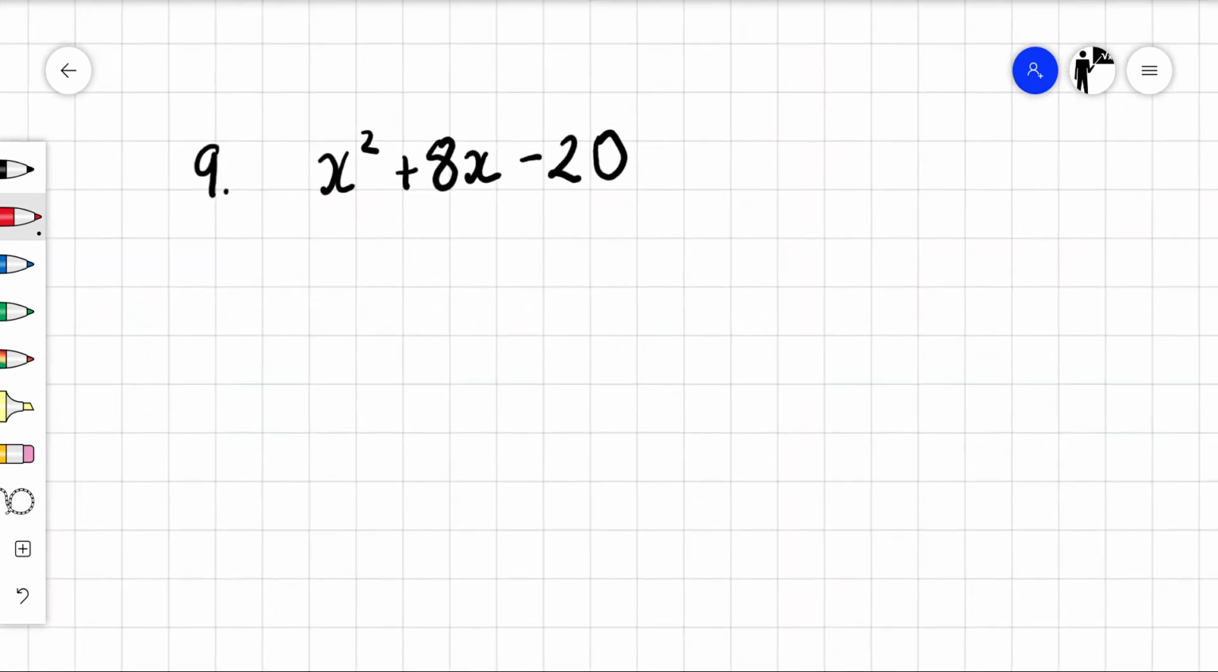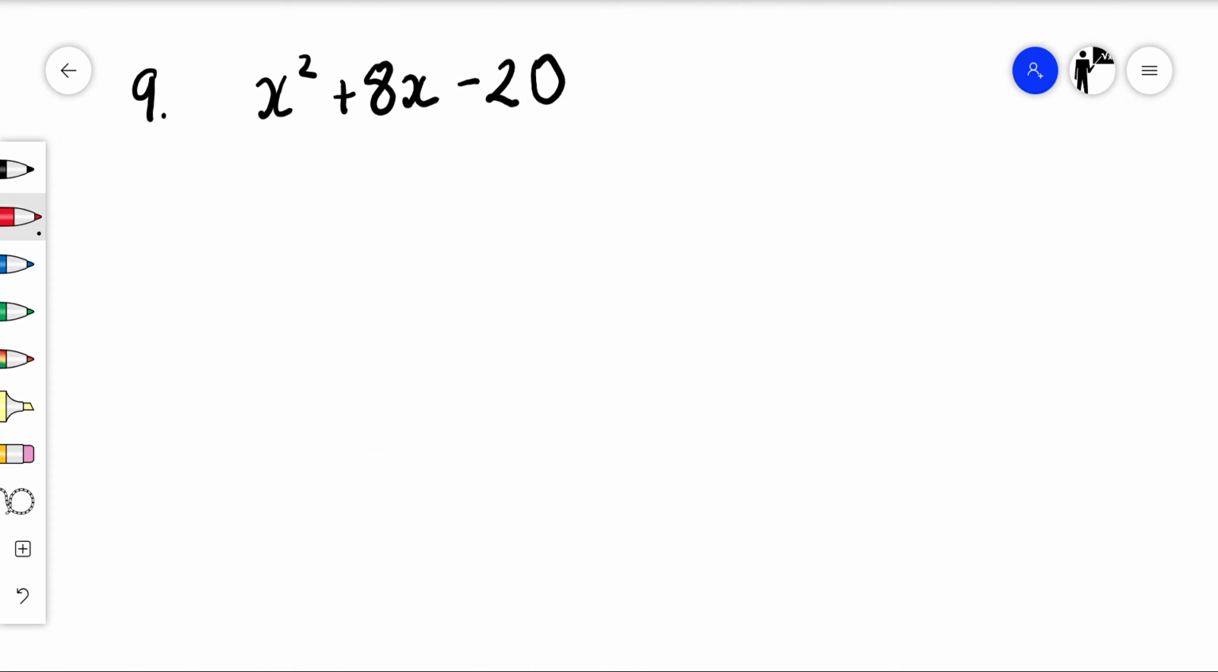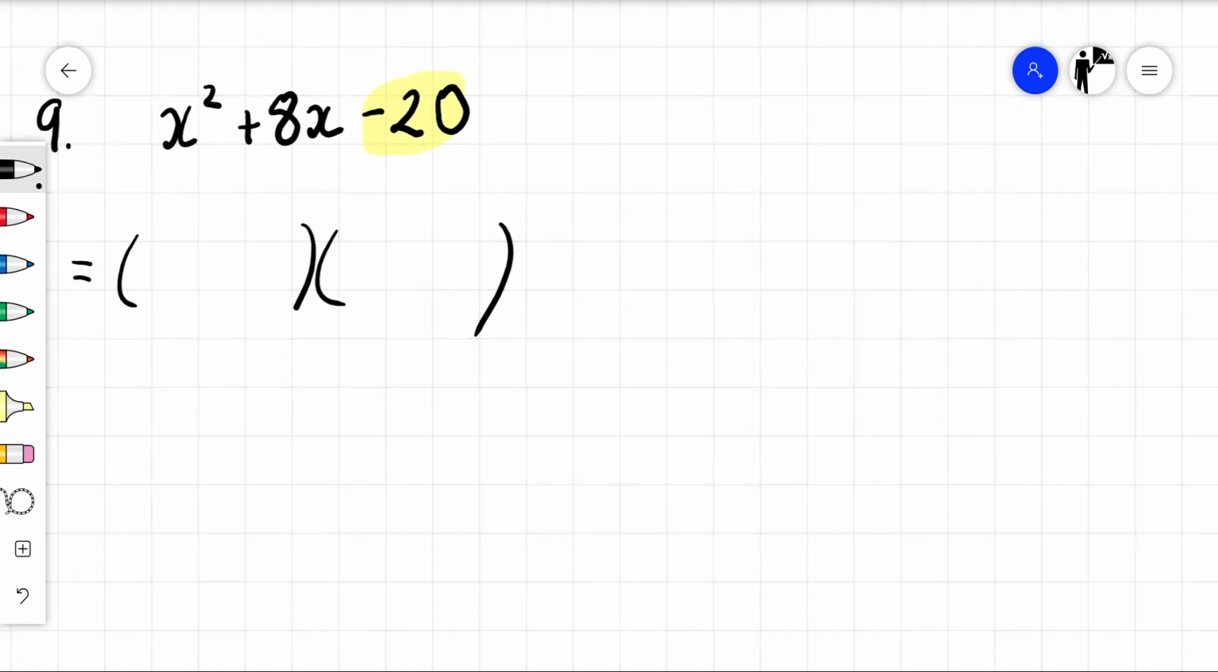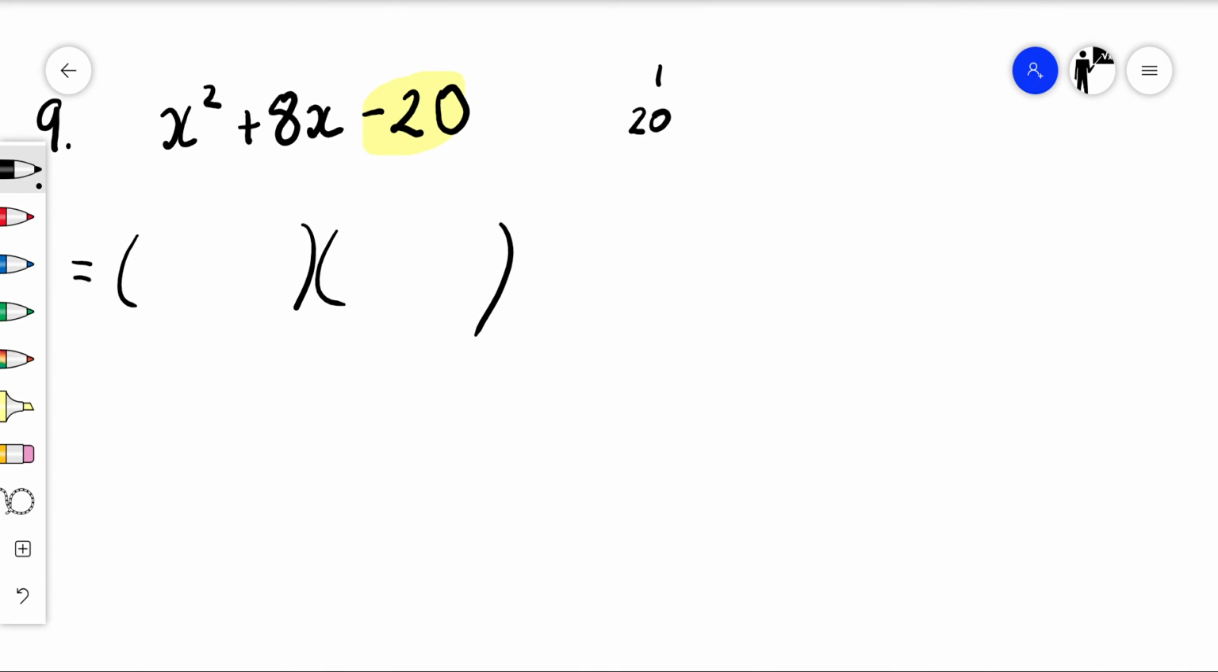Okay, last example. Example 9. Okay, notice the last term is negative. That means we're going to have different signs. We'll write down factor pairs of 20. Because this last term is negative, we want to choose the factor pairs that are 8 apart. And it's going to be 2 and 10 because they are 8 apart.